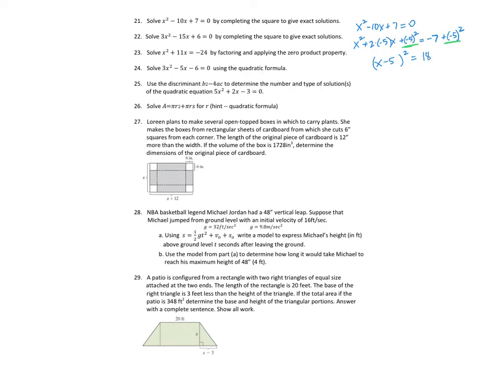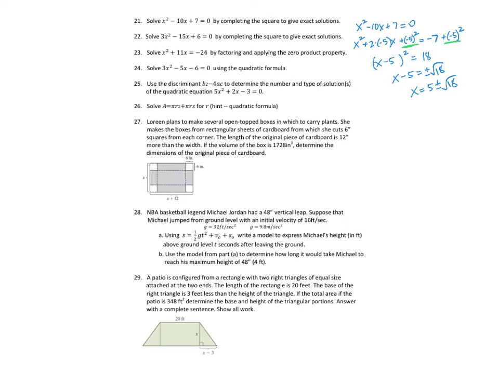And then I can take the square root of both sides. And so I have x minus 5 is equal to plus or minus the square root of 18, and add the 5 over. So those are my two solutions, 5 plus square root of 18 and 5 minus square root of 18 on number 21. The next problem, I have 3x squared minus 15x plus 6 equals 0.